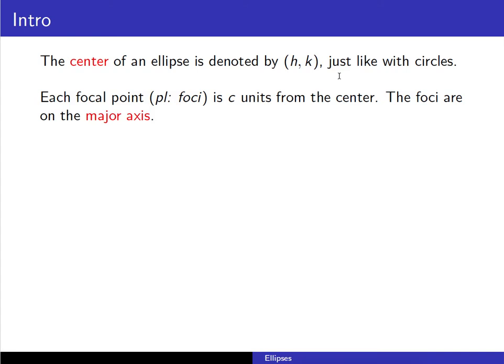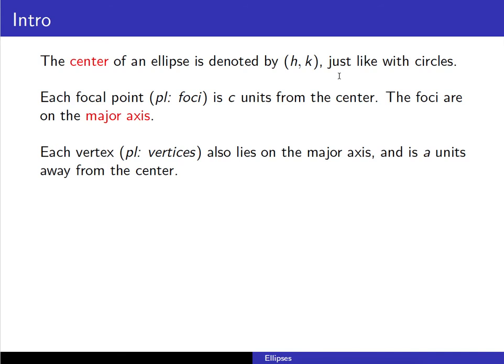So each focal point, the plural of that is foci, is going to be c units from the center. So we use c as the distance from the center to a focus, or either one of the foci. The foci, again, are always going to lie on the major axis. Each vertex, the plural again is vertices, also lies on the major axis and is going to be a units away from the center. So we call the distance from the center to a vertex a.